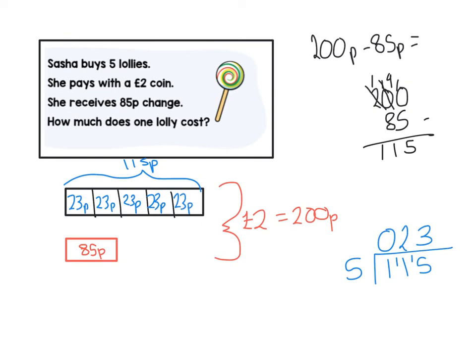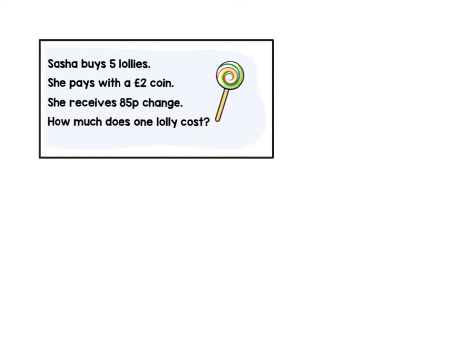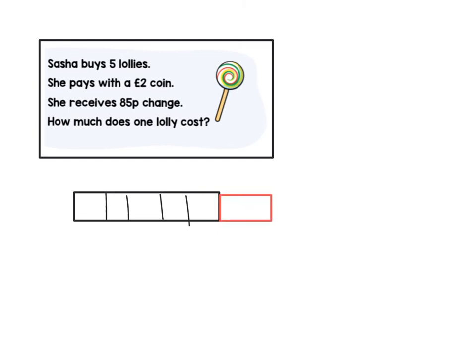How much does 1 lolly cost? 23p. You could have set it out a little differently. So you could have had your 5 bars for 5 lollies. So 1, 2, 3, 4, 5. And the next bar could have been next to it. And I know that this bar represents my 85p change.